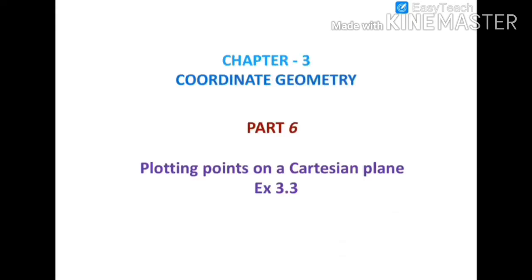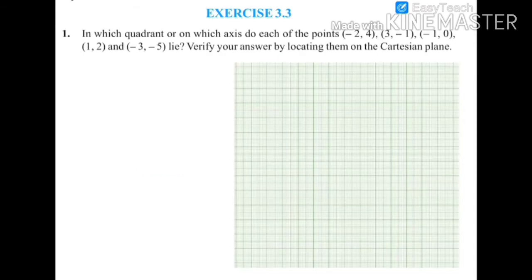We are in the last section of chapter 3, Coordinate Geometry. In last video class, we learned how to plot points on a Cartesian plane when its coordinates are given. In today's video lesson, we will use this knowledge and plot the points given in questions of exercise 3.3. Question number 1. In which quadrant or on which axis do each of the points that are given here lie?